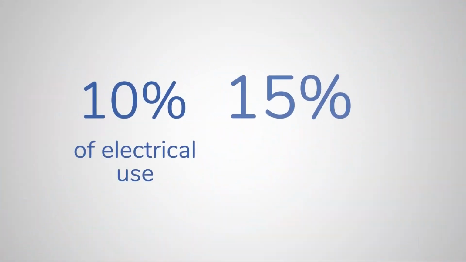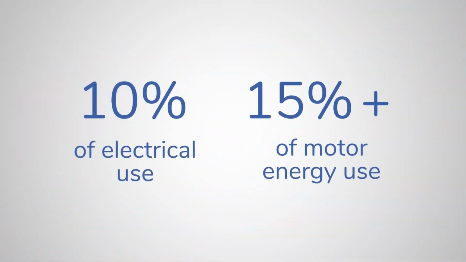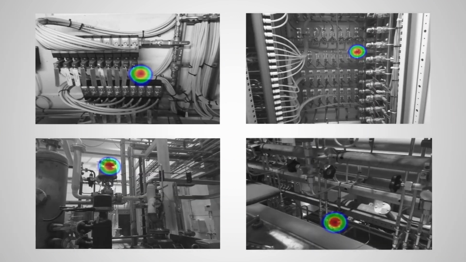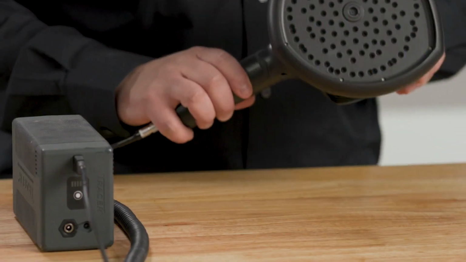Compressed air systems account for 10% of electrical and more than 15% of motor energy use by US manufacturers. So when these systems leak, the resulting energy loss, safety hazards, and just the cost of replacing equipment make the SI-124 critical to finding and repairing leaks.